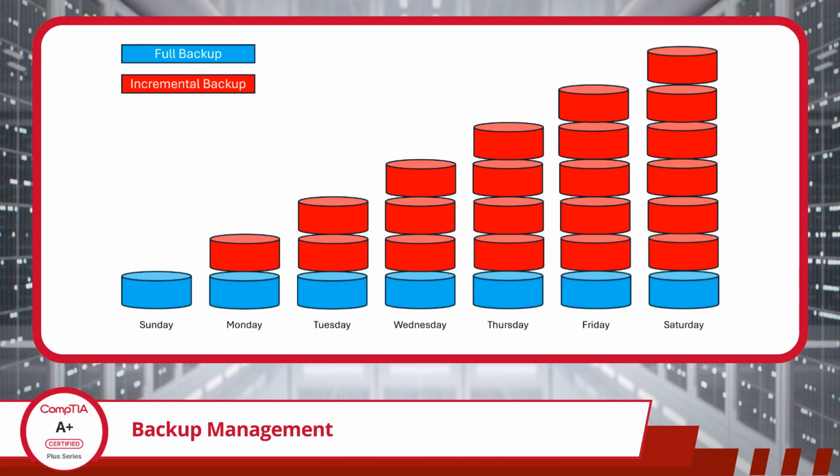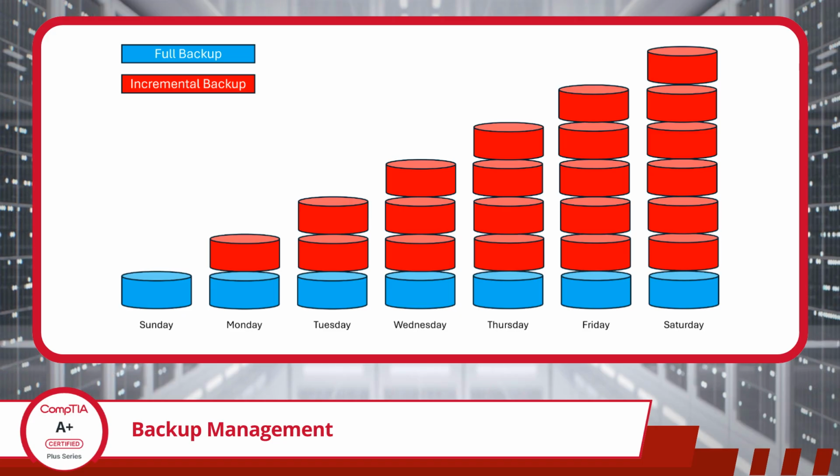If differential backups are known for striking a balance, incremental backups push efficiency even further. Like the differential backup type, incremental backups start with a full backup. However, instead of tracking all changes since the last full backup, incremental backups only record the changes made since the last backup of any type, whether it was full, differential, or incremental.